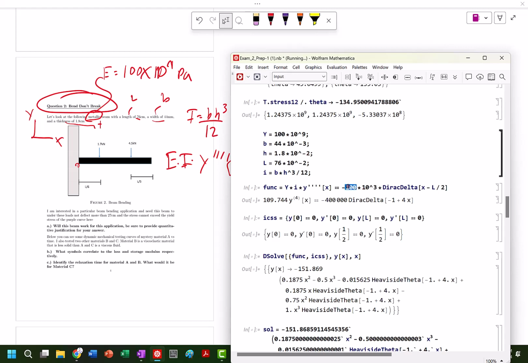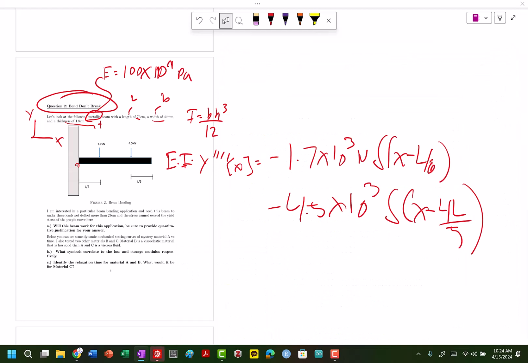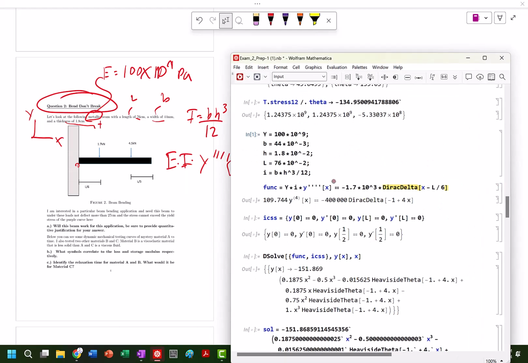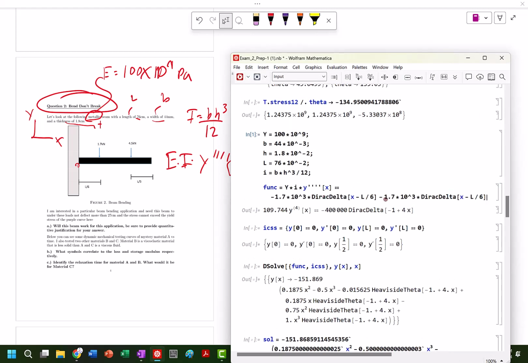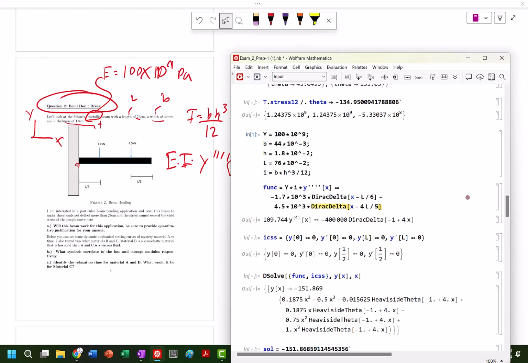We're going to do minus 1.7 times 10 to the 3 times x minus L over 6, and we're going to copy this. Uh-oh, Mathematica is giving us a little bit of trouble here. Don't fret, don't worry, it will respond. There we go. So I'm going to copy this, and I'm going to go minus 4.5 x minus 4L divided by 5. So that's going to be our values.